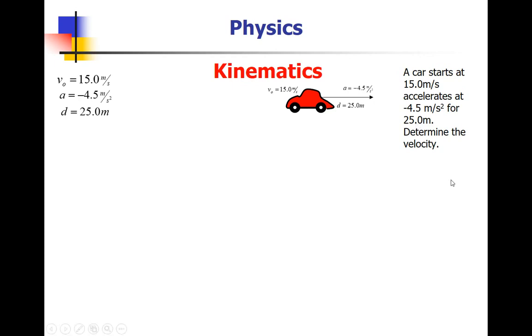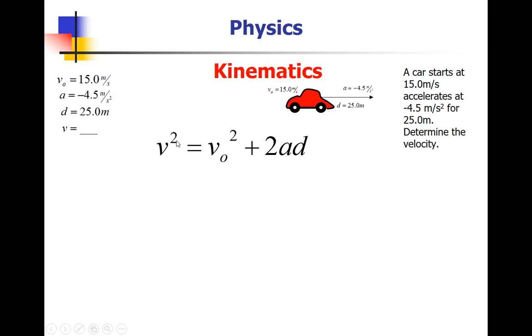Now I identify what I'm looking for, final velocity. Going back to the big six, as I look at the givens, I don't have time listed anywhere, and there is only one big six equation that does not have time, the v squared equation. But I don't want to solve for v squared. I want v. So how do I get rid of that squared?